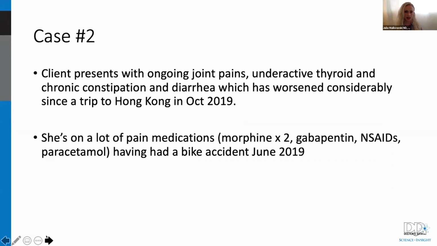Now on to our second case. This is a different case. This is an interesting case here. This client's chief complaint is ongoing joint pain, hypothyroid, chronic constipation, and diarrhea. And that has gotten worse within the past few months since a trip to Hong Kong. The patient is also on some pain medicines due to a bike accident in June, and that was a few months before this test was taken.